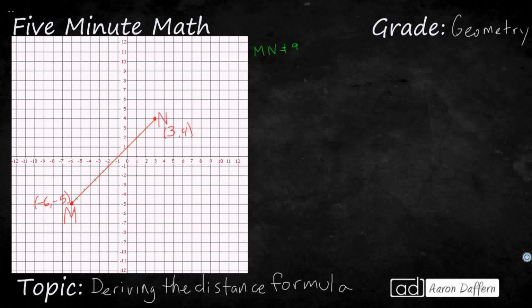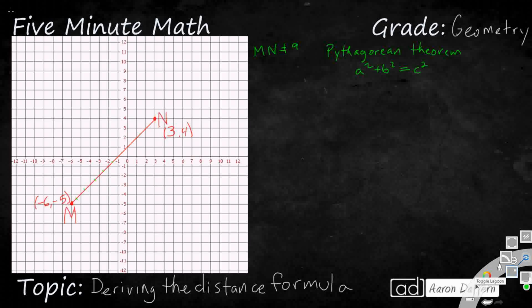So how can we actually find the distance from M to N? Well, we need to remember what we learned about the Pythagorean theorem. Remember, the Pythagorean theorem has to do with right triangles. And that lets us know that we've got two sides, and if we square both sides and add them, that's going to be equal to the square of the hypotenuse, or the third side. So let's get this: a squared plus b squared equals c squared.